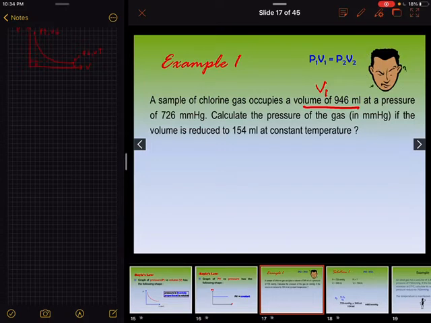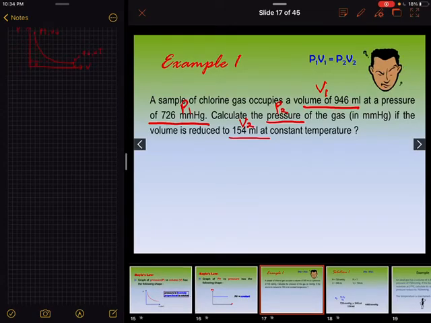Okay, the first condition, at a pressure 726 mmHg. So, this is the P1. Calculate the pressure. Okay, you must find the P2, if the volume is reduced to 154 ml. So, this is the V2.